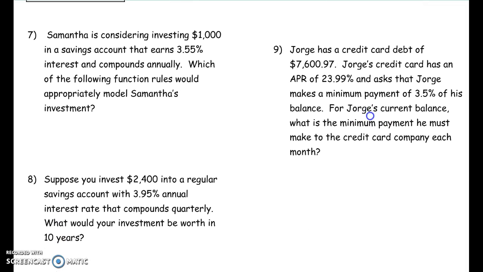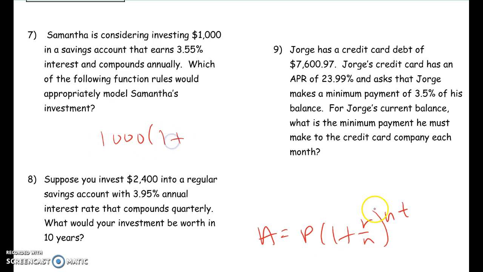Going down to number 7, Samantha's considering investing money, which of the following function rules? Okay, I think all of these, or almost all of these, are going to be using this formula, 1 plus r over n to the nt. So we're going to be using that formula that we've used a few times. P is how much you put in.